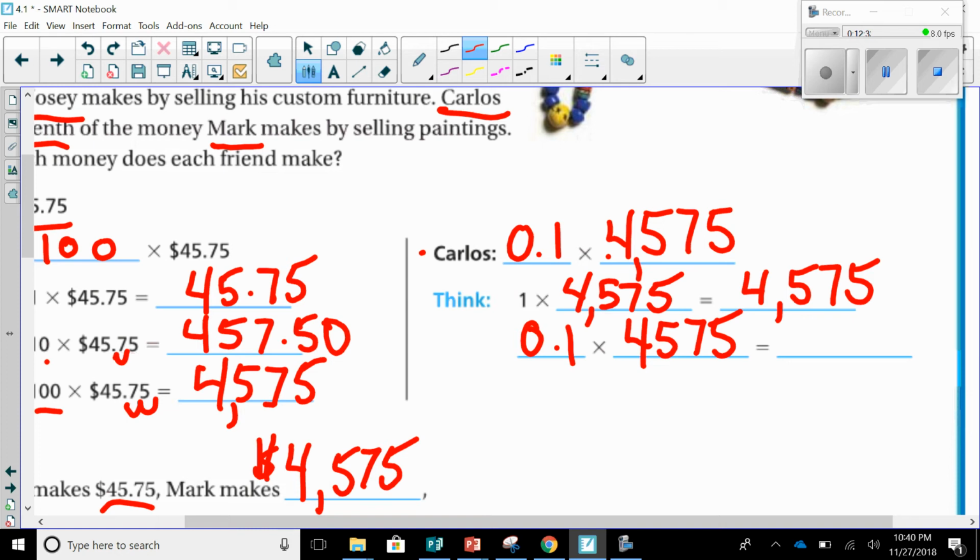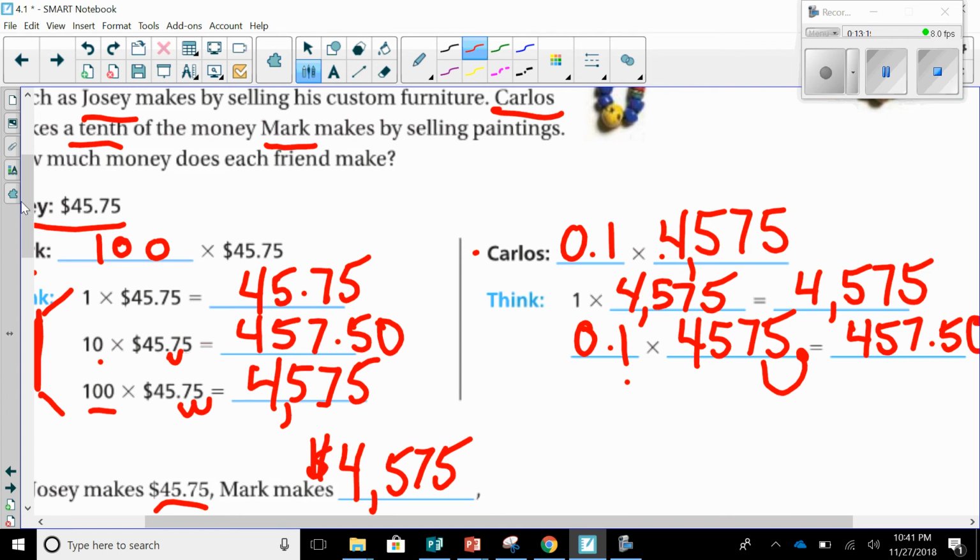So if I'm looking at decimals, go back and look at your page before if you need to. I'm looking at a decimal, so I'm going to move to the left. Remember, I'm going to move towards the beginning of the number. So my decimal point would actually be right here, right? So I need to move how many spaces? I only have one number after the decimal point, so I only need to move 1 space to the left. Okay, so that would leave me with $457.50. Remember, you can add that 0 on there because we're talking about money.